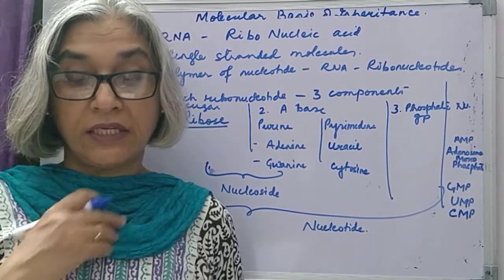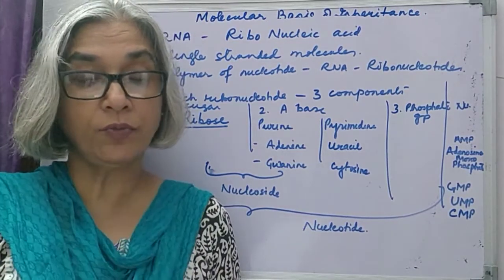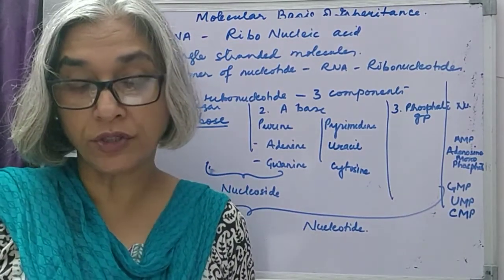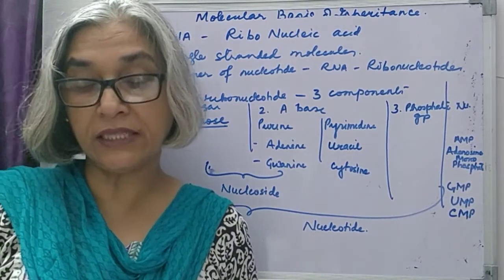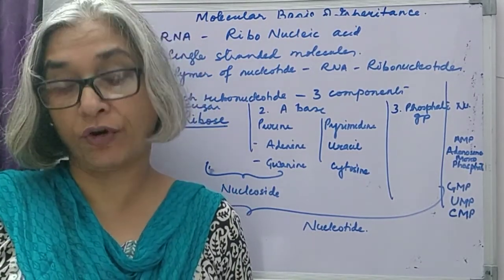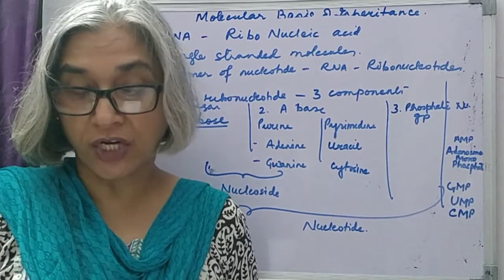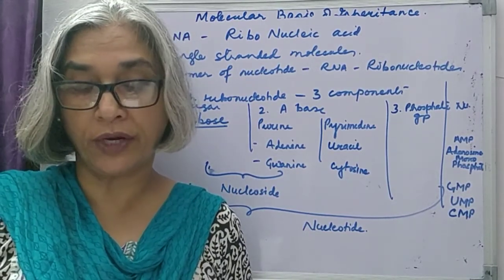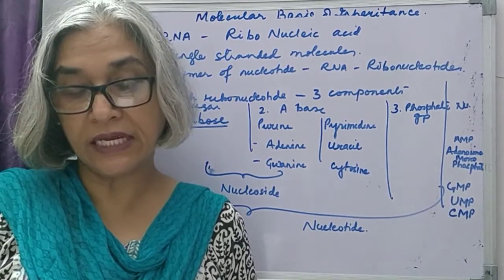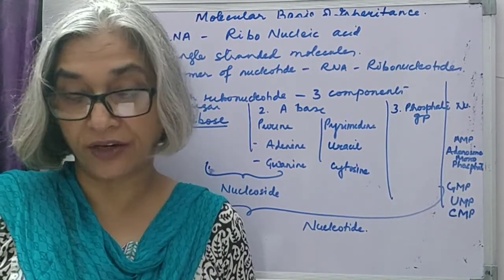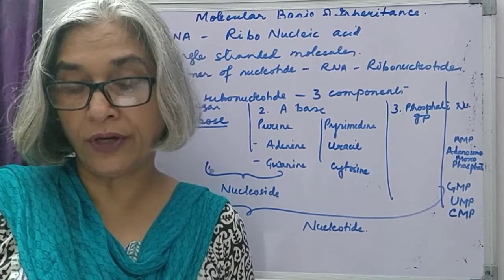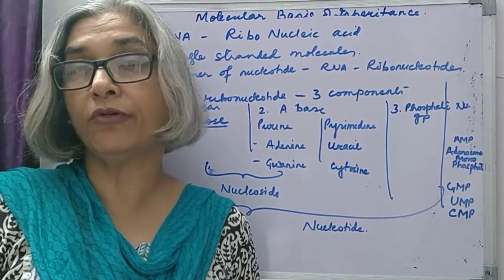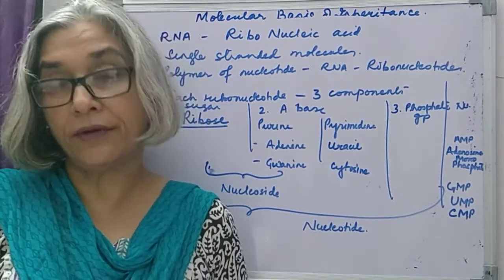RNA is present in nucleus and in cytoplasm. It plays an important role in protein synthesis and in the formation of ribosomes. Structure of RNA: it consists of a single polynucleotide chain, that is, it exists as a single strand. The polynucleotide chain is formed up of ribonucleotides.